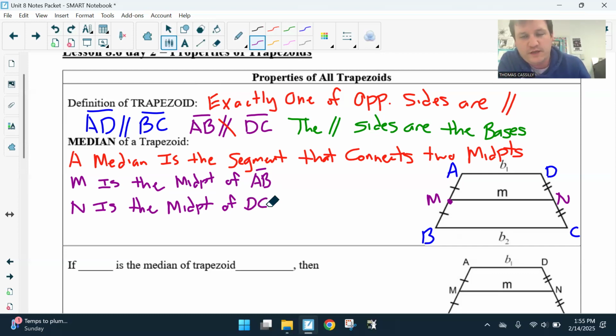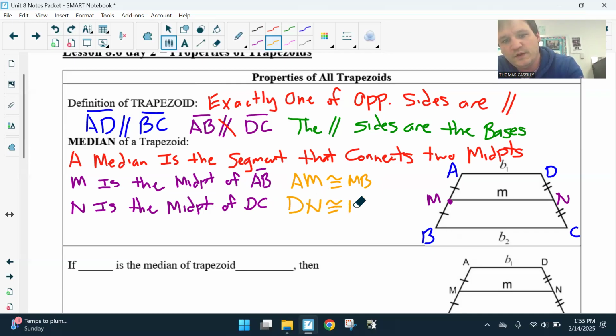And let's just recall again, what is a midpoint? What does that do? Well, it's going to take some segment and chop it into two equal pieces. So on this first one, I can say AM is congruent to MB, and then DN is congruent to NC. All right, so the left two are equal and the right two are equal. That is what a median is, right? It connects those two midpoints.